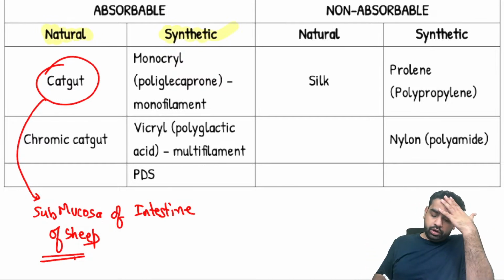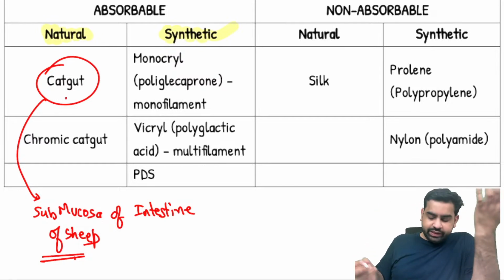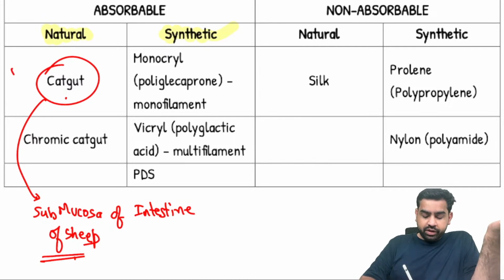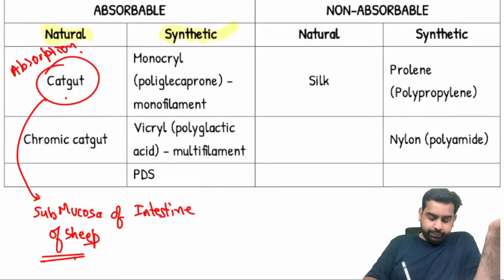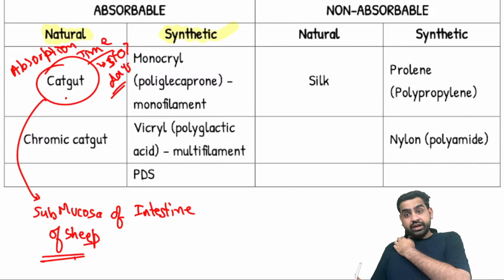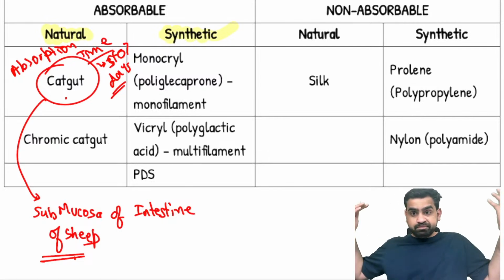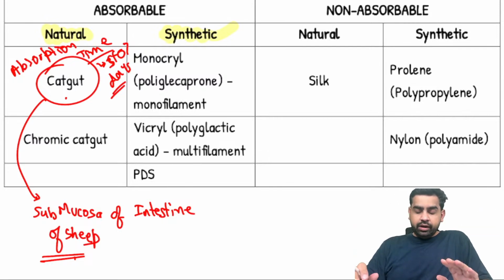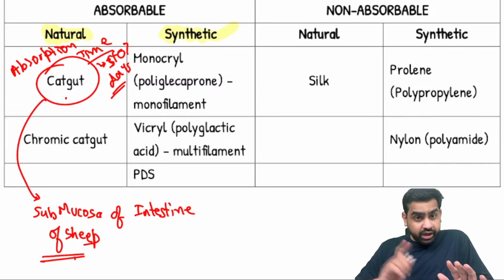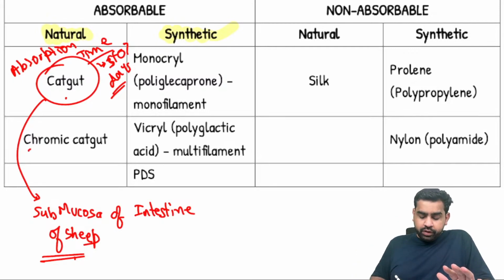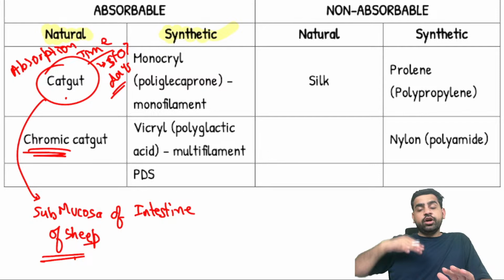Now, what is the main problem with catgut? It is the absorption time. The absorption time for catgut is about 5 to 7 days, after which it is going to disappear. That's why it's not that important, right? In order to increase the absorption time, what did we do? We coated it with chromic acid.